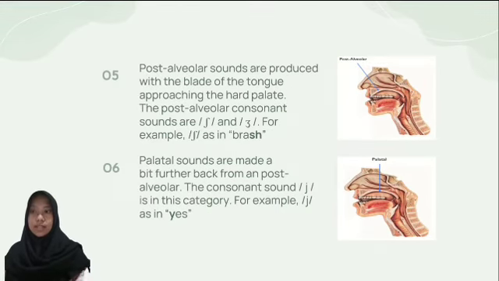The fifth is post-alveolar. Post-alveolar sounds are produced with the blade of the tongue approaching the hard palate. The post-alveolar consonant sounds are sh and j. For example, sh as in brush. The sixth is palatal. Palatal sounds are made a bit further back from post-alveolar. The consonant sound y is in this category. For example, y as in yes.